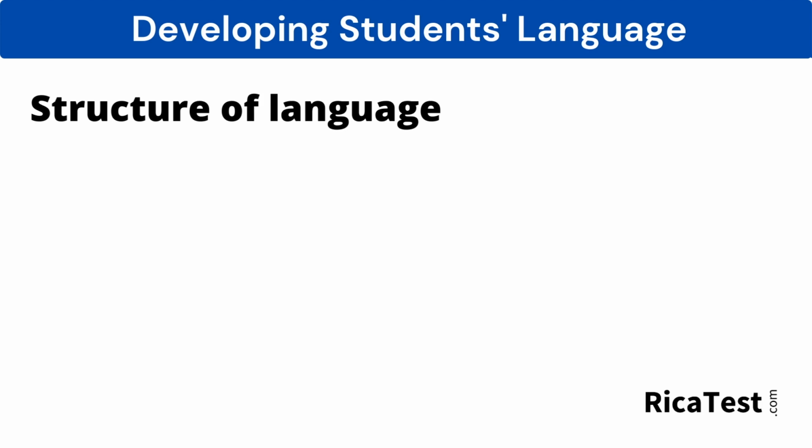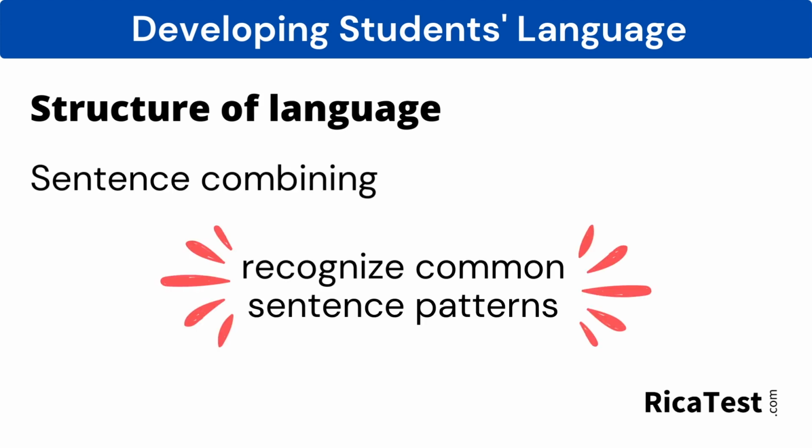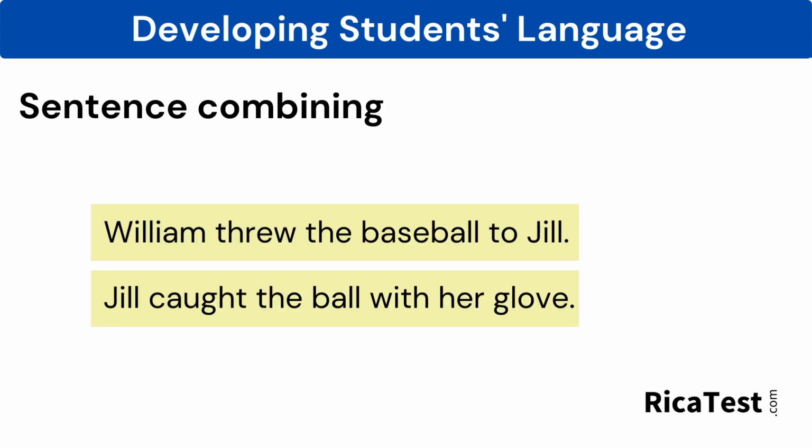For your RICA test, you will want to know the strategy called sentence combining, which focuses on improving students' sentence structure. And it happens when a student is taught to recognize common sentence patterns, often using a grammar point. Let's have a look at specific examples. The teacher has pre-typed and printed sentences that can be joined together, such as William threw the baseball to Jill, and Jill caught the ball with her glove.